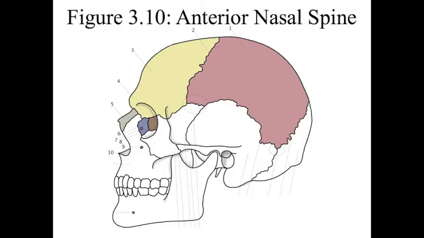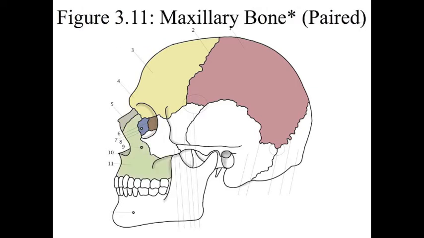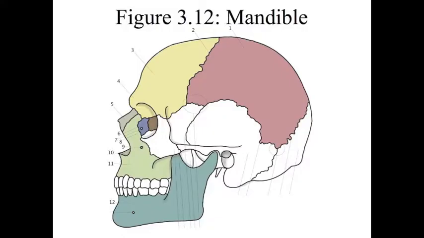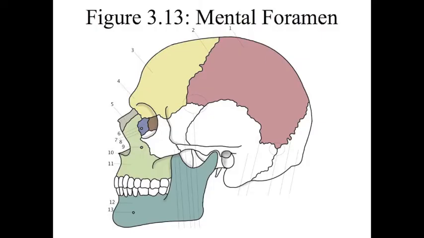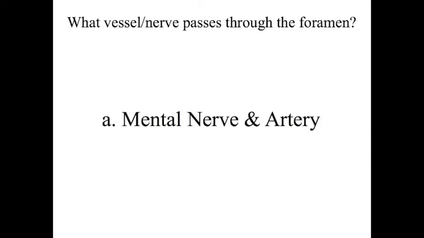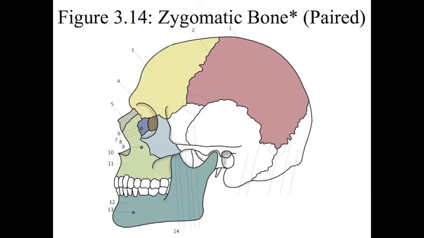Number 10 is the anterior nasal spine. Number 11 is the maxillary bone. This is a paired bone of the skull. Number 12 is the mandible, a single bone on the skull. Number 13 is the mental foramen, another easy one with the mental nerve and the mental artery. Number 14 is the zygomatic bone. This is a paired bone of the skull.